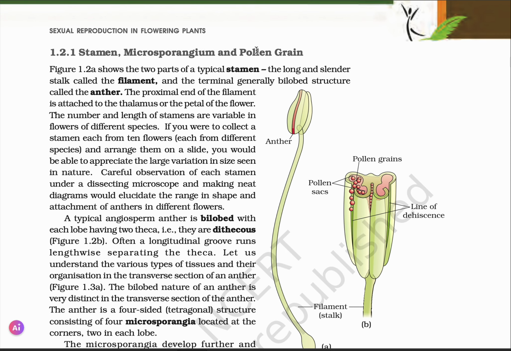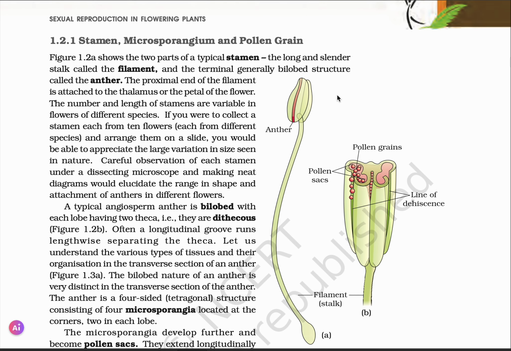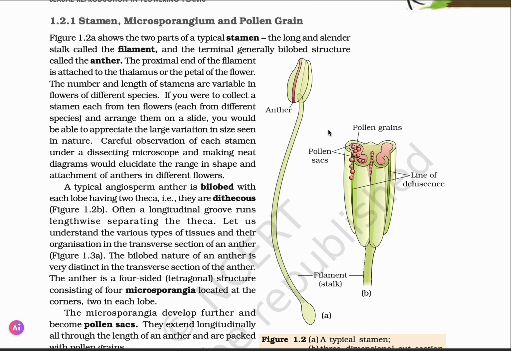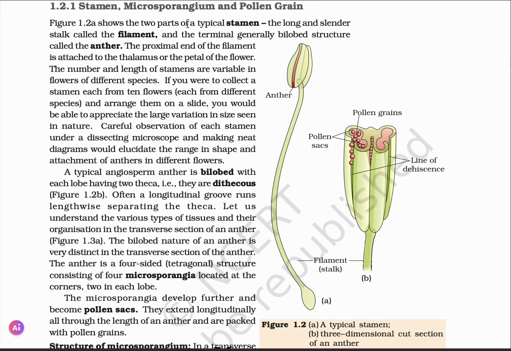Stamen, microsporangium, and pollen. Figure 1.2a shows 2 parts of a typical stamen, the filament and the anther. The long slender stalk is called the filament and the terminal, generally bilobed structure is called the anther. The proximal end of the filament is connected to the thalamus or the petal of the flower.